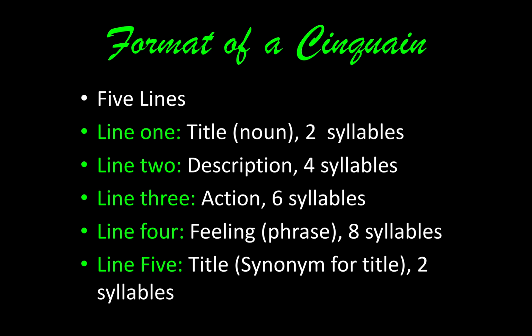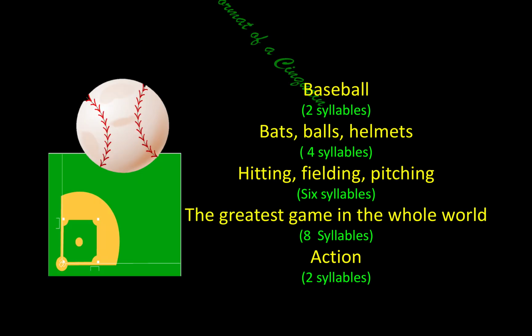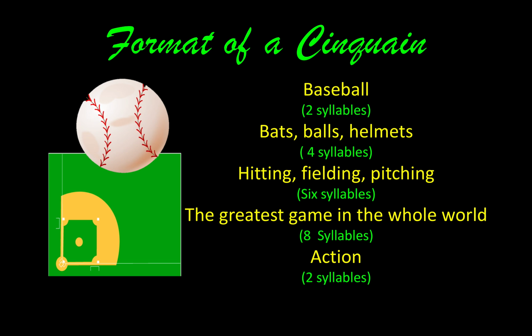And moving forward, we're going to take a look at some examples. So, tell me what the title of our poem is. That's right, it's baseball. It's going to be in the very first line. All right, here we go. Baseball, baseball, bats, balls, helmets. There's my 4 syllables. And remember, bats, balls, helmets.